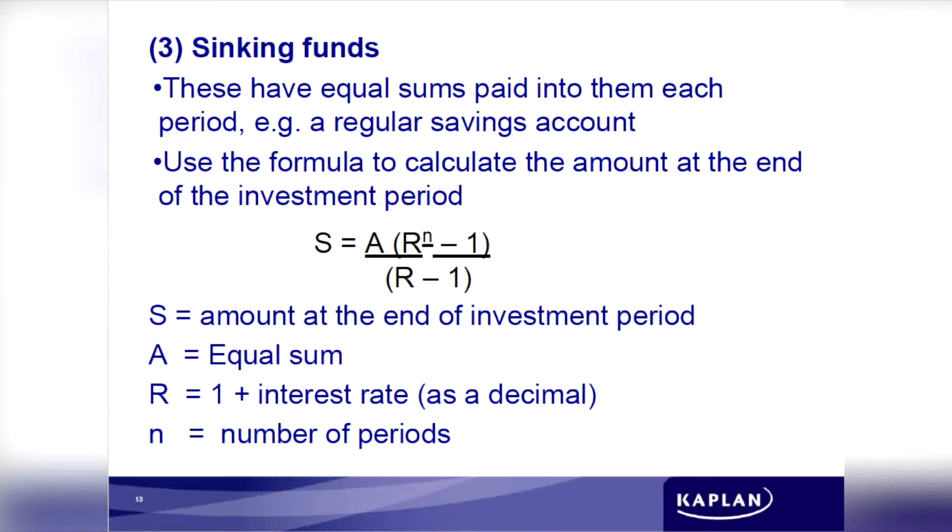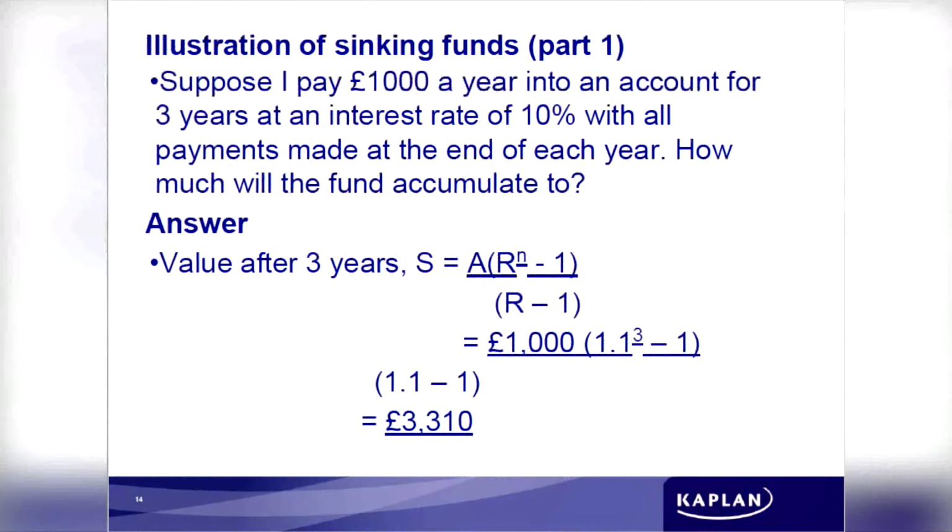So we're going to look at an example and do a little calculation to see how it actually works out. The illustration says, suppose I pay £1,000 into an account for 3 years at an interest rate of 10%, with all payments made at the end of each year. How much will the fund accumulate to? This is an example of a sinking fund where I'm paying an equal amount every year, and this amount is 1,000.